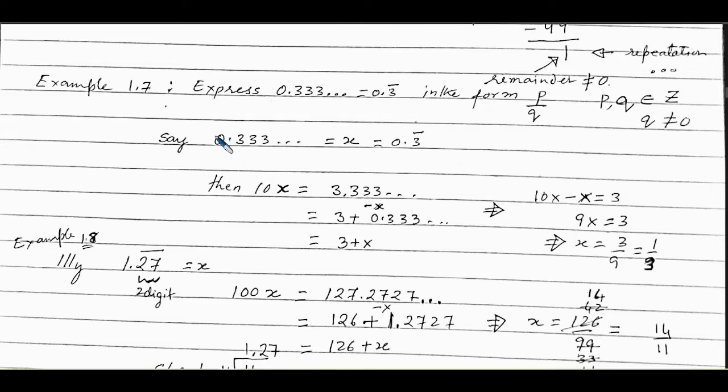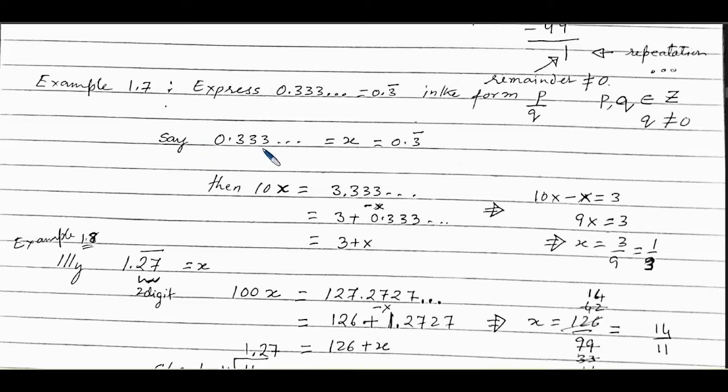I can write 0.333... is equal to, say, x. Then I multiply by 10, so this decimal place will move one digit towards the right. If it is multiplied by 100, it will move 2 digits to the right. If it is divided by 10, the decimal place will move 1 digit to the left. If it is divided by 100, 2 digits to the left. That you might have studied in your lower class.